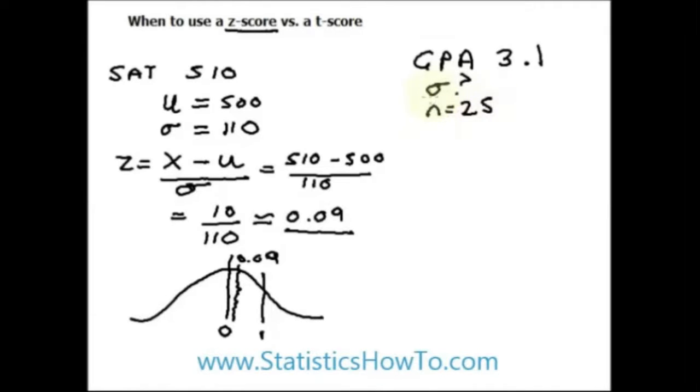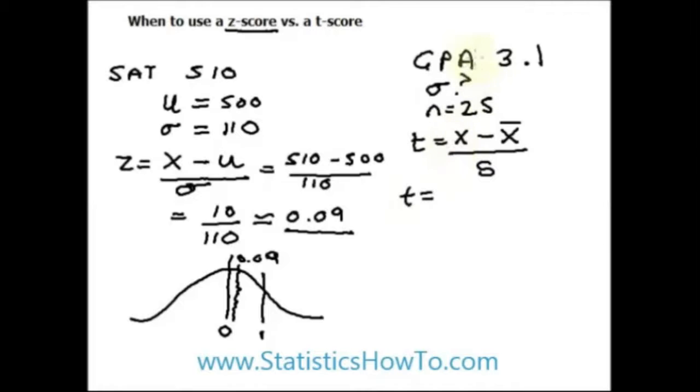So we have a small sample size and we don't know sigma, so we're going to use a t-score. The t-score formula is x minus x bar, that is the mean for the sample, all over S, which is the standard deviation for the sample. Again, we just plug our numbers in.